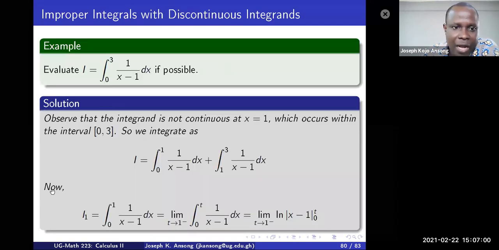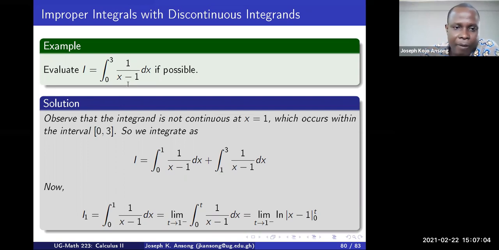So let's see, how do we do that? Because there's a blow up at x equals 1, you have to split the integral from 0 to 1 and then from 1 to 3. If there are several points where it blows up, you do the same thing.